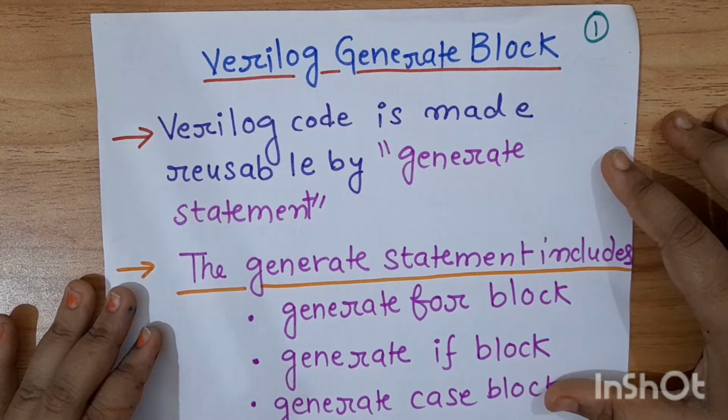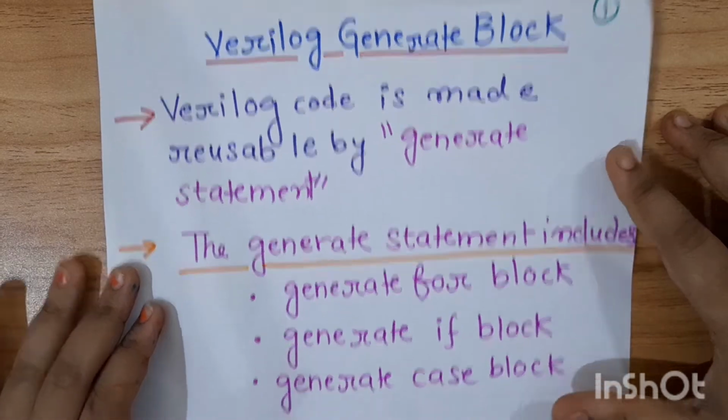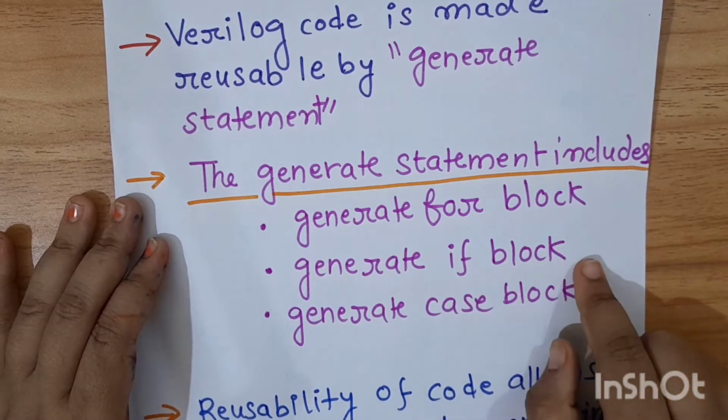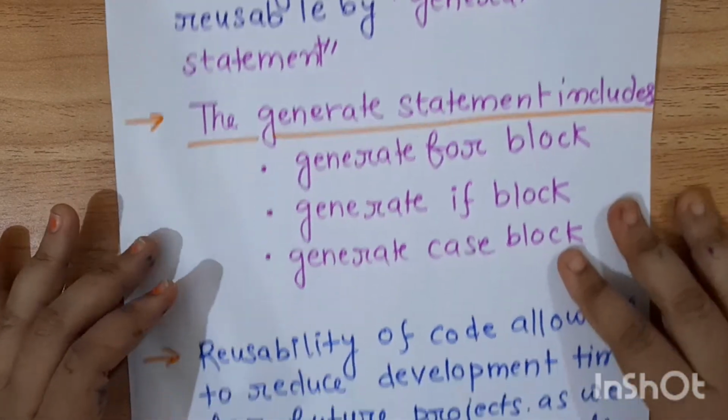Similarly, there is another provision of the generate statement: to generate blocks iteratively. Suppose I have specified one instance of a RAM. I can make use of the same RAM instance to make multiple RAMs and make the connections also. For that purpose, I have the generate for statements. So the generate statement includes the generate for block, generate if block, and generate case block.